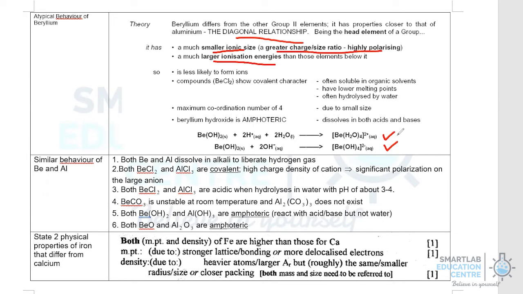Both these equations you need to know. The other contrarian behavior that we see is that beryllium chloride is simple covalent. It's unlike your magnesium chloride and the rest of the other group 2 chlorides, which are all ionic.